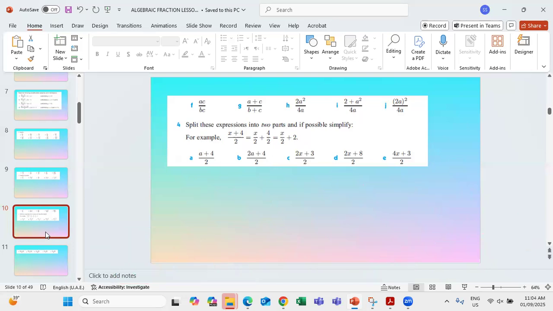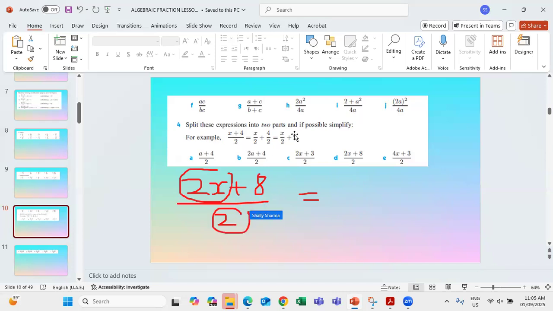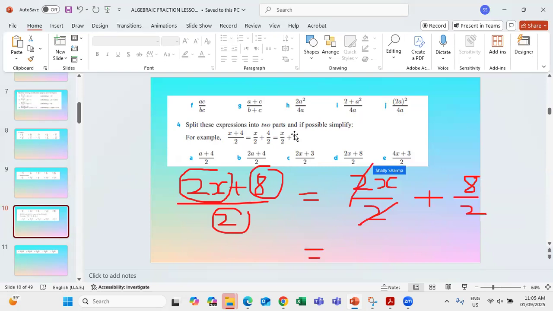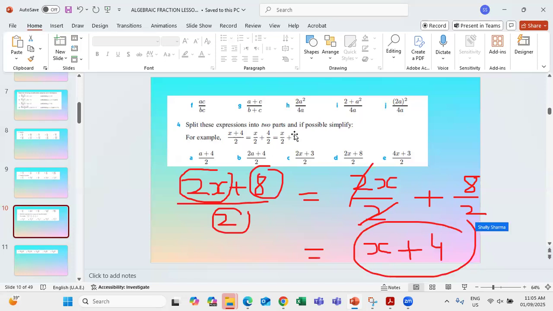Then the next we have, here they have written, split these expressions into two parts and if possible simplify. So here they have given the strategy that because you have like 2x plus 8 over 2. So what they are saying, split the expressions into two parts. So how you can split? This term divide by 2, 2x divide by 2 plus second term divide by 2. Now if you can simplify, so do the simplification. 8 divided by 2, which is 4. So this is my answer. X plus 4.